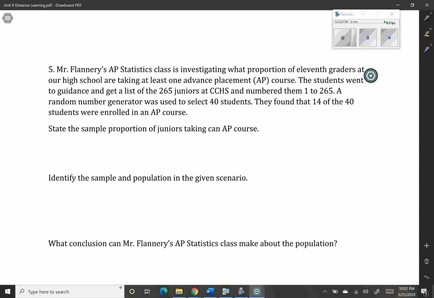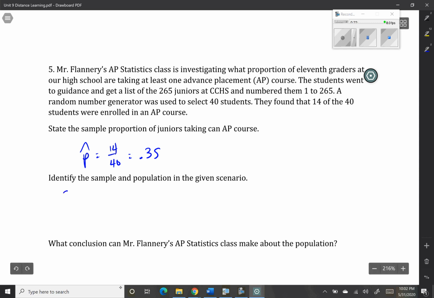They found that 14 of the 40 students were enrolled in an AP course. Determine the sample proportion for the juniors taking the course. So the sample proportion is 14 out of 40. Right, so our p-hat, we could say 14 divided by 40, we'll even make it a nice little decimal, 0.35. So about 35%.